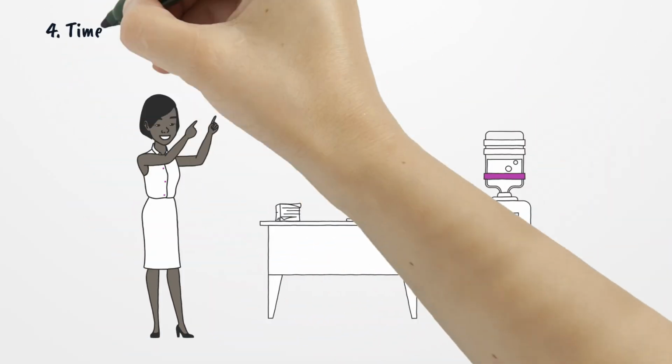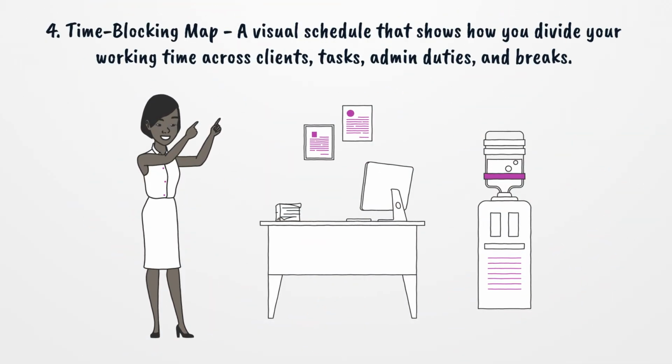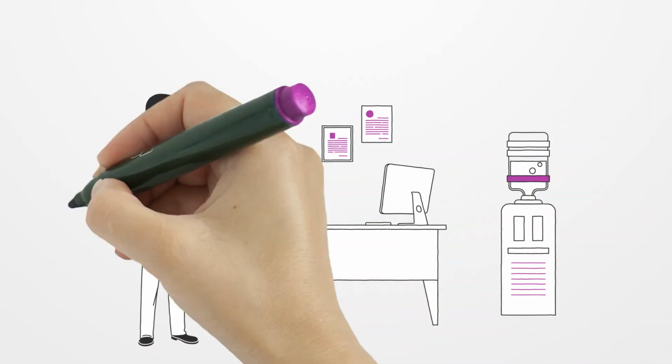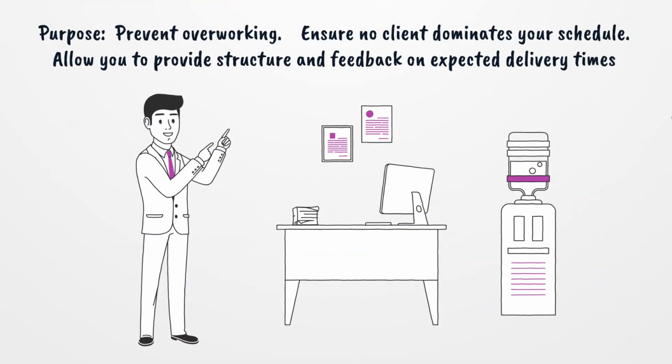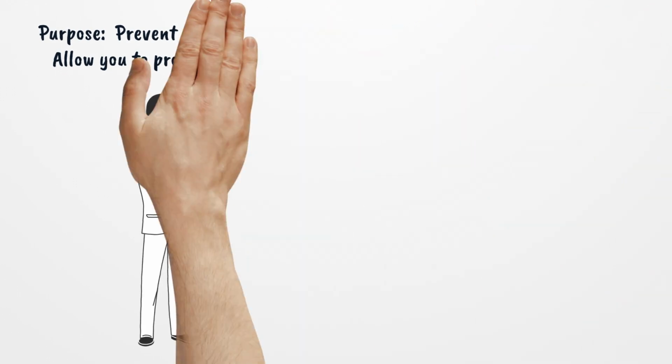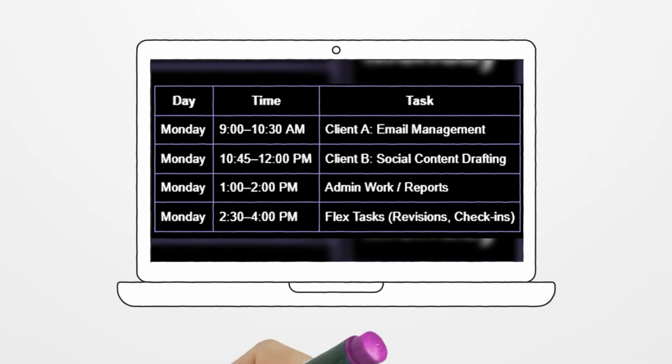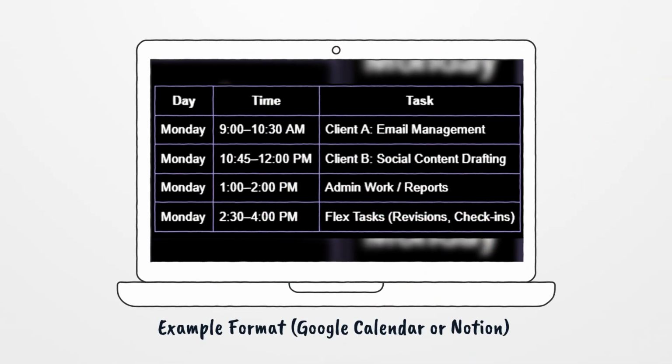4. Time blocking map. A visual schedule that shows how you divide your working time across clients, tasks, admin duties, and breaks. Purpose: Prevent overworking. Ensure no client dominates your schedule. Allow you to provide structure and feedback on expected delivery times. Example format, Google Calendar or Notion.